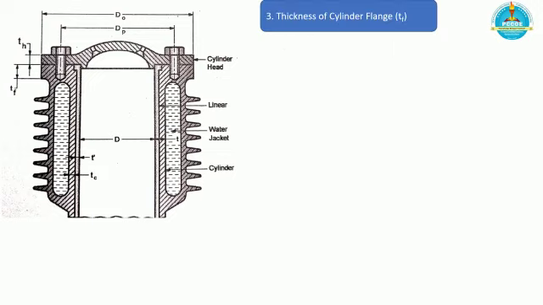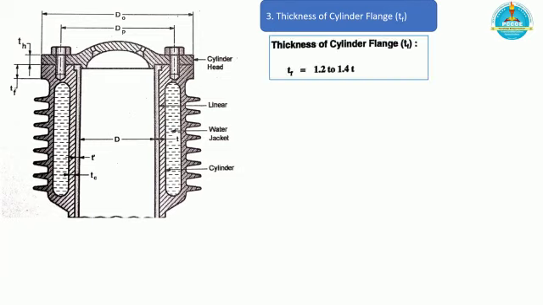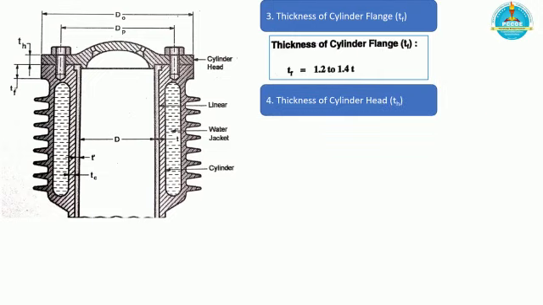Next step, third step, will be to calculate the thickness of cylinder flange TF. TF is generally given by an empirical relation, and it is between 1.2 to 1.4 times the thickness of the cylinder which you have calculated earlier. Next step is to calculate the thickness of cylinder head TH.